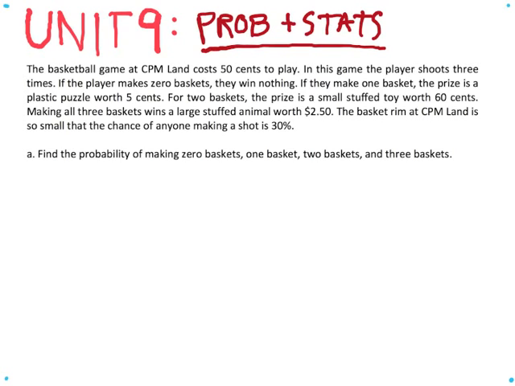If the player makes 0 baskets, they win nothing. If they make 1 basket, the prize is a plastic puzzle worth 5 cents. For 2 baskets, the prize is a small stuffed toy worth 60 cents. Making all 3 baskets wins a large stuffed animal worth $2.50. The basket rim at CPM Land is so small that the chance of anyone making a shot is 30%. Letter A reads, find the probability of making 0 baskets, 1 basket, 2 baskets, and 3 baskets.